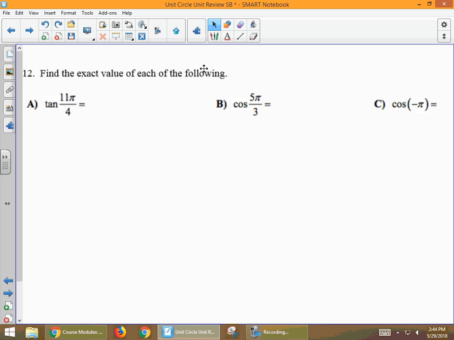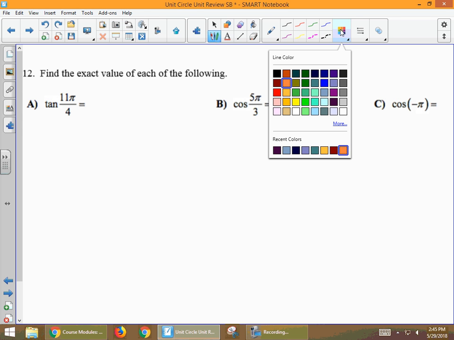Most of these are not values that are on the unit circle. Most of these are rotations, so we're going to either have to add or subtract 2 pi in almost all of these cases. Be prepared to do that. The things that are important to us are our reference angle, our first quadrant angle that goes with the angle we're given, and which quadrant we're in so that we know whether we need a positive or negative answer.